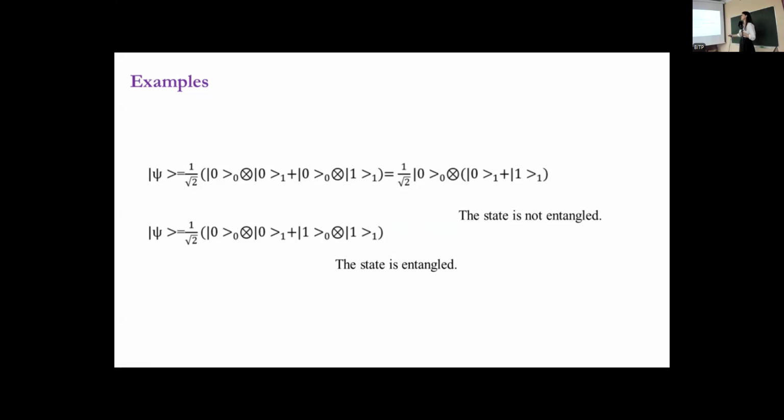And if we consider this case, we cannot do this. So we cannot clearly understand what we have in such a situation. In this term, the state of qubit 0 is 0, the state of qubit 1 is 0. In this term, the state of qubit 0 is 1 and the state of qubit 1 is 1. So we cannot find an answer to the question, what state do we have for each qubit? So the state is entangled.